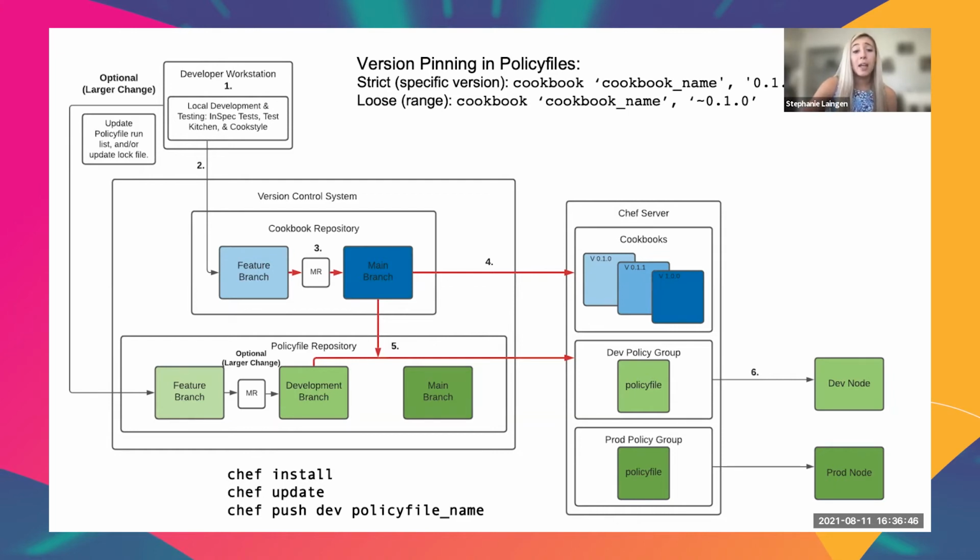And so once that code is pushed up to the dev policy group, with the updated lock files that have that new cookbook version, the dev node will automatically run that code the next time it checks into the Chef server.